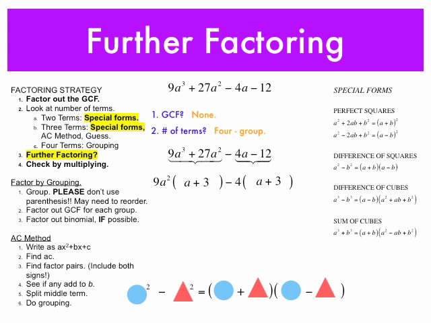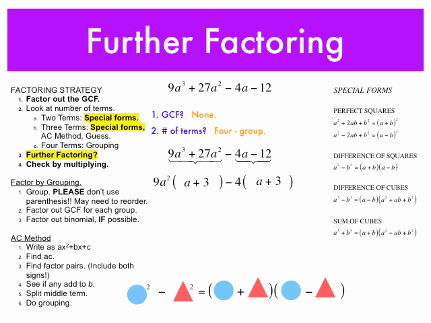So that looks good. Do a quick double check in your mind. 9a squared times a, yes, that's 9a cubed. 9a squared times 3, yes, that's 27a squared. Negative 4 times a, yes, that's negative 4a. Negative 4 times 3, yes, that's negative 12.